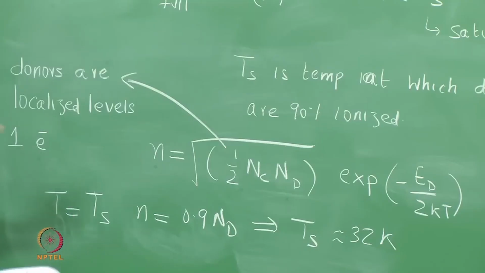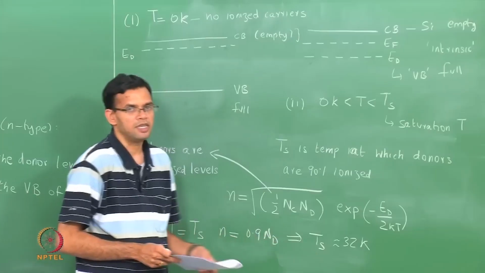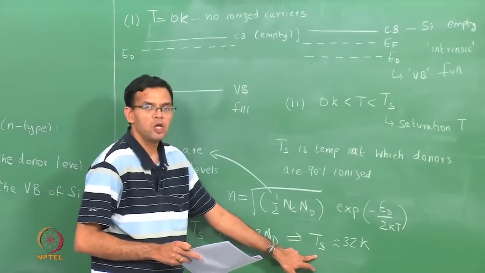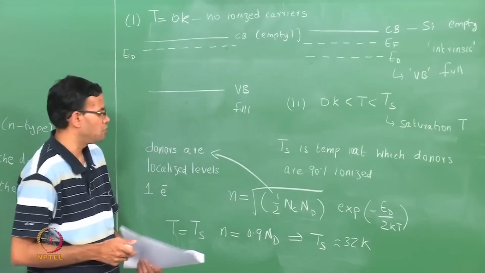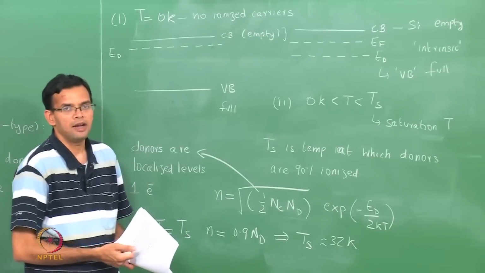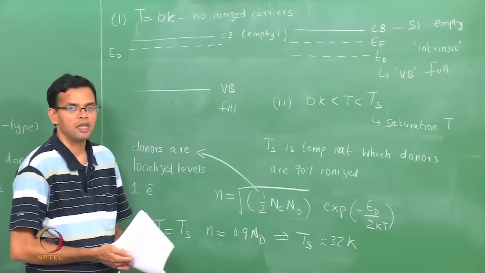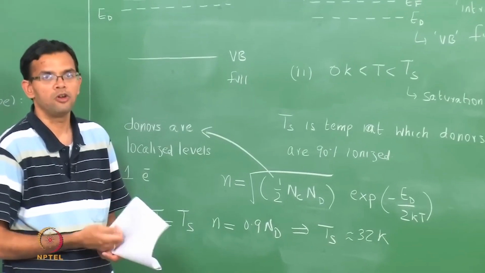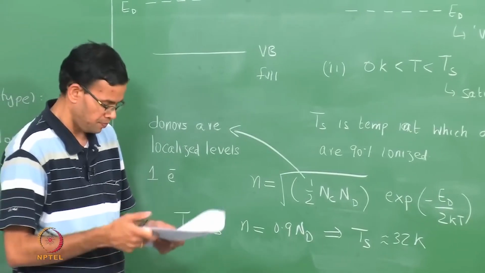If you take in the temperature dependence of Nc, you will get a Ts of around 60 Kelvin, but either way the number is much below room temperature, which is around 300 Kelvin. What this means is, at a relatively low temperature, in the case of silicon, you have a situation where the donors are completely ionized.